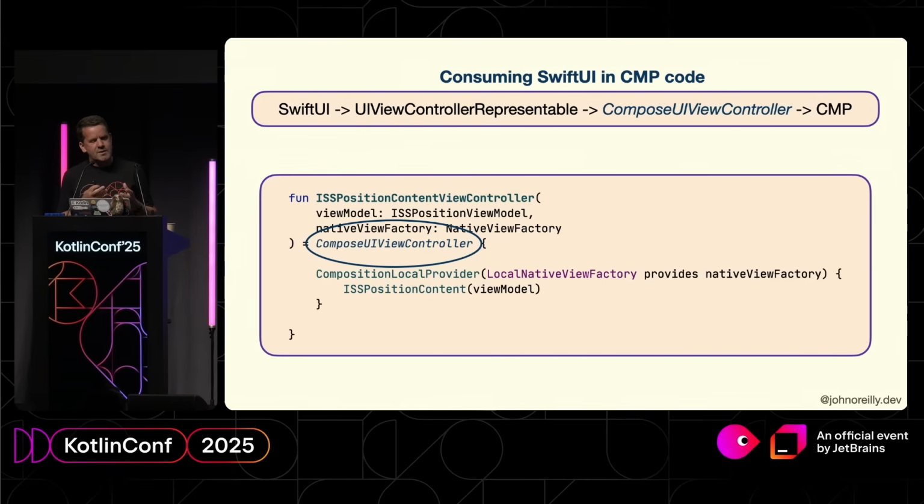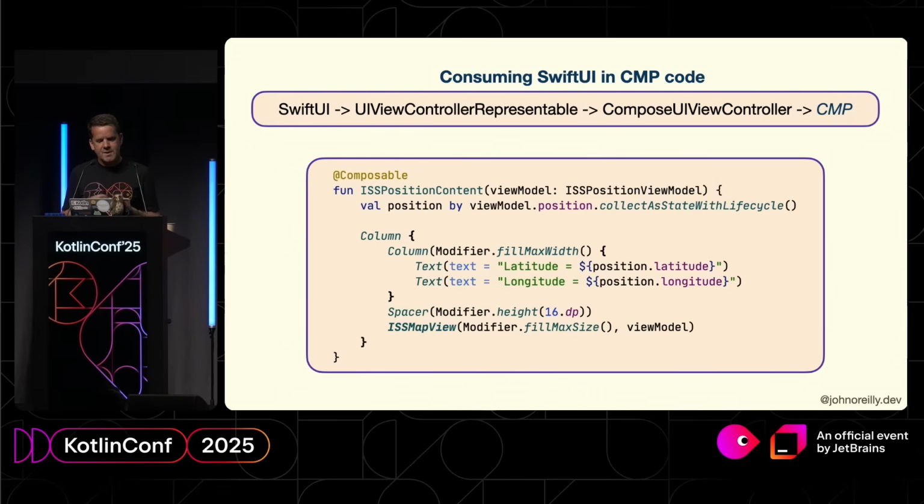That Kotlin ISSPositionContentViewController function then in turn, as we saw before, uses CMP's ComposeUIViewController to wrap the shared Compose code, ISSPositionContent in this case, as a UIViewController which can be included in SwiftUI. Note, we're using CompositionLocalProvider here to ensure the native view factory instance we're passing down is available in the Compose code that needs it. More about that shortly. And this is that ISSPositionContent composable.